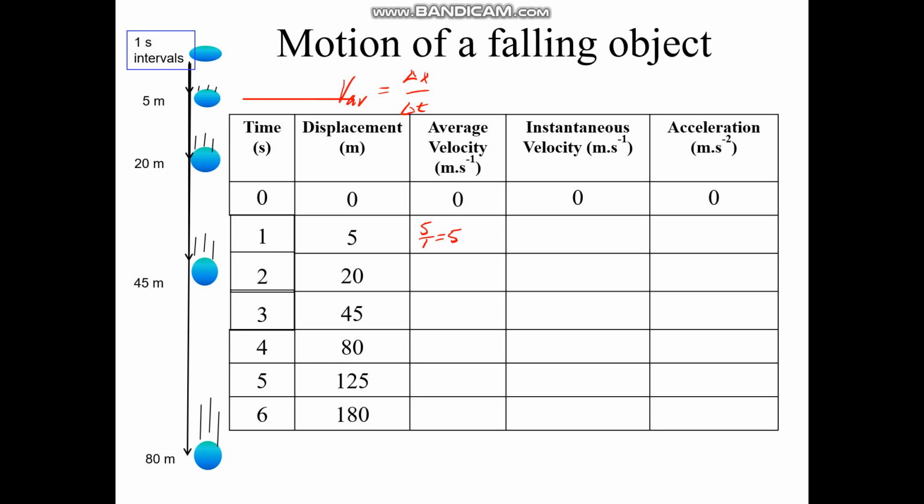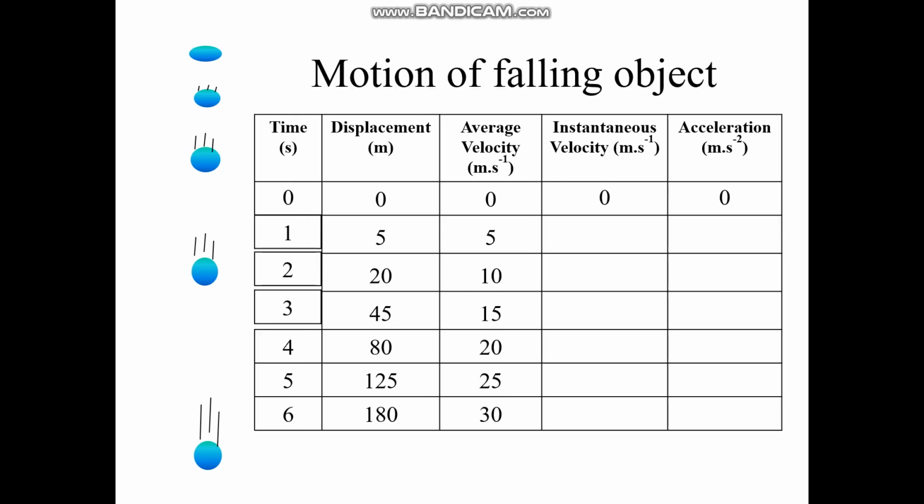Similarly, by the end of the second, it's done 20 meters, and it's taken 2 seconds, so that would be 10. And you can keep going. 45 meters in 3 seconds is obviously 15. So you can see what's happening. Its average velocity is increasing by 5 meters per second every second. So there we go. Average velocity increases at 5 meters per second every second: 10, 15, 20, 25, 30.